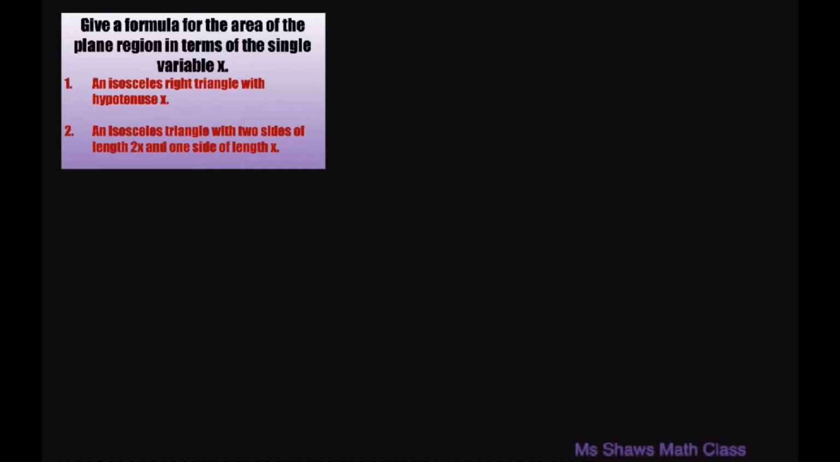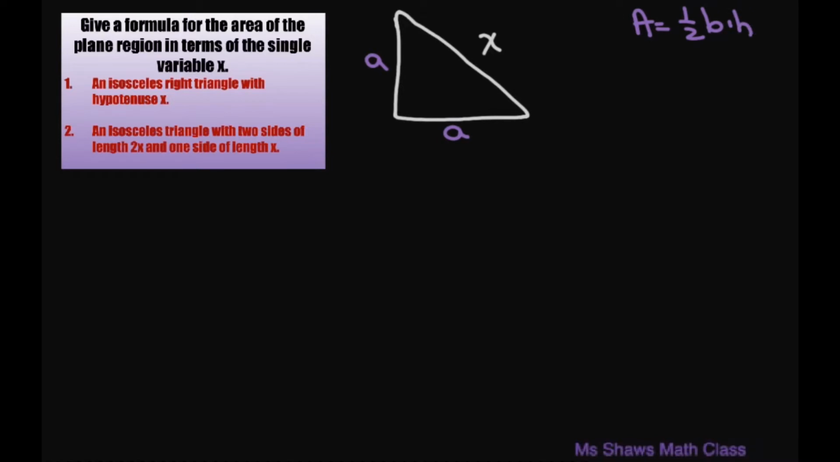We have an isosceles right triangle and the length is x. So we need to find these two lengths here so we can do the area equals 1/2 base times height. Using the Pythagorean theorem, I can say that a squared plus b squared equals c squared. For us, these are the same because it's an isosceles right triangle. So that's going to be a squared plus a squared equals, and our c is x squared.